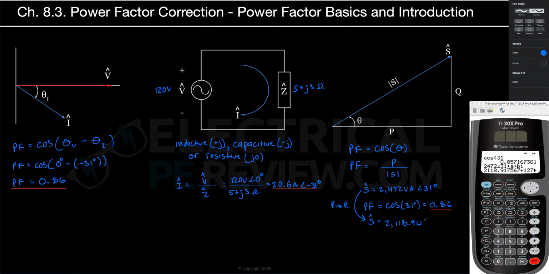2,118.9 watts plus J. And again, I'm going to use that same trick. I'm going to go up, press enter. That's going to bring it back down so I can round easily. So plus J 1,273.2, and almost out of room, that's VAR for volt amps reactive. So this is our real power in watts, and this is our reactive power in volt amps reactive.